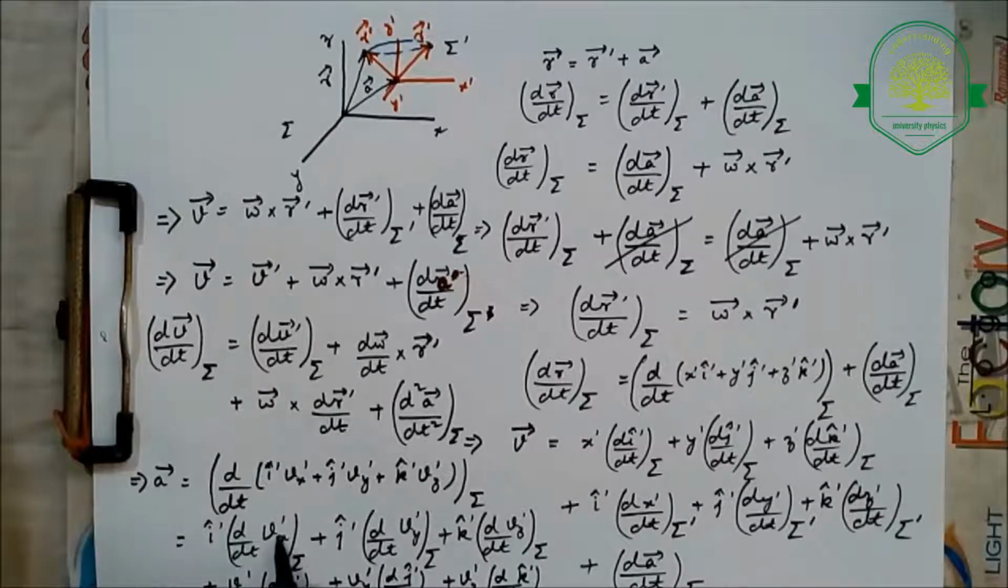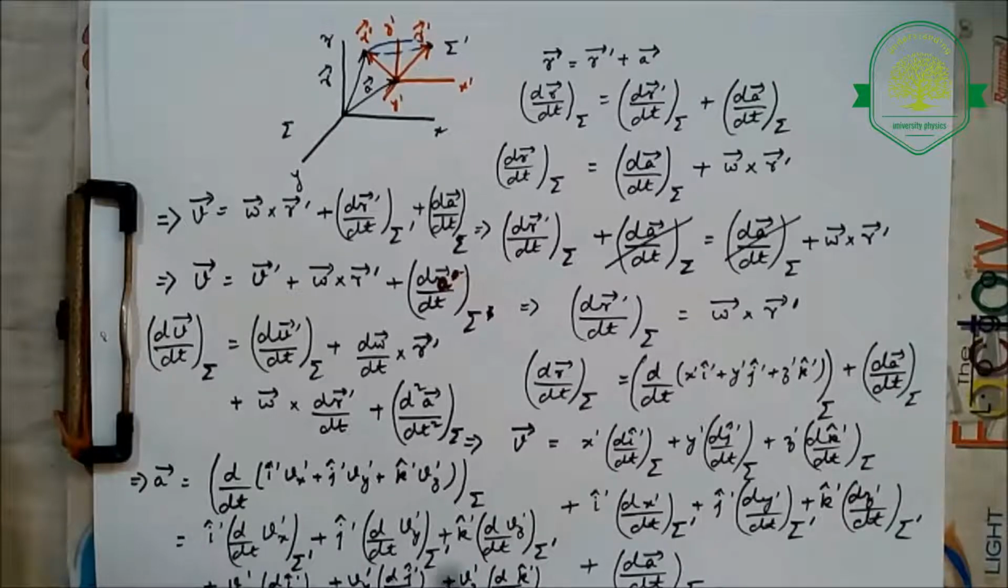So here again we are differentiating only scalar functions of time. So I can as well differentiate them with respect to the sigma primed frame of reference, and these components therefore become the components of acceleration of the particle as seen from the primed frame of reference. Therefore this whole vector becomes the acceleration of the particle as seen from the primed frame of reference.